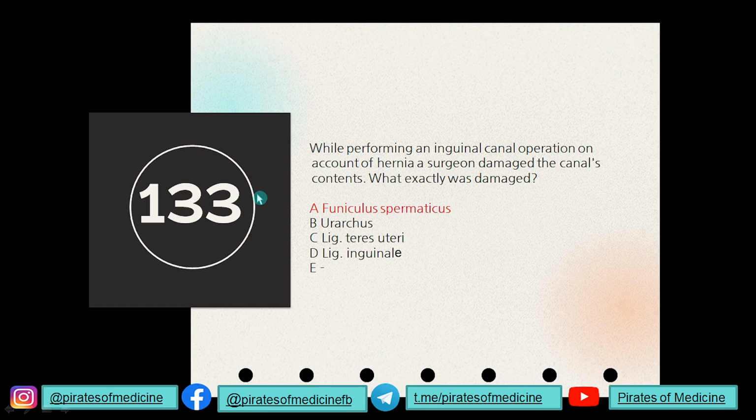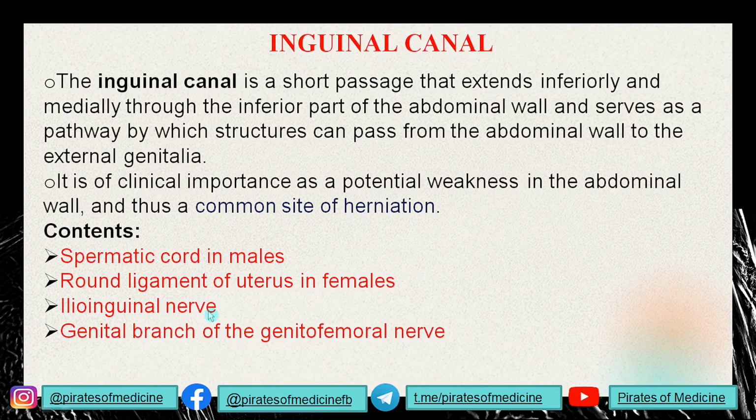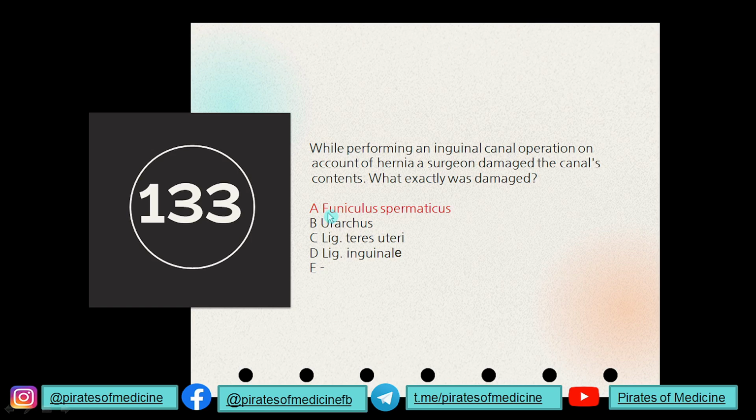133. After performing an inguinal canal operation on account of hernia, a surgeon damaged the canal's content. What exactly was damaged? I just told you what contents are there in the inguinal canal. We have the spermatic cord in males, we have the round ligament in females, and we have the ilioinguinal nerve in both of them, and the genital branch of the genitofemoral nerve in both sexes as well. So out of all the options, we have the funiculus spermaticus, the spermatic cord. So I think this should be the right one, isn't it?